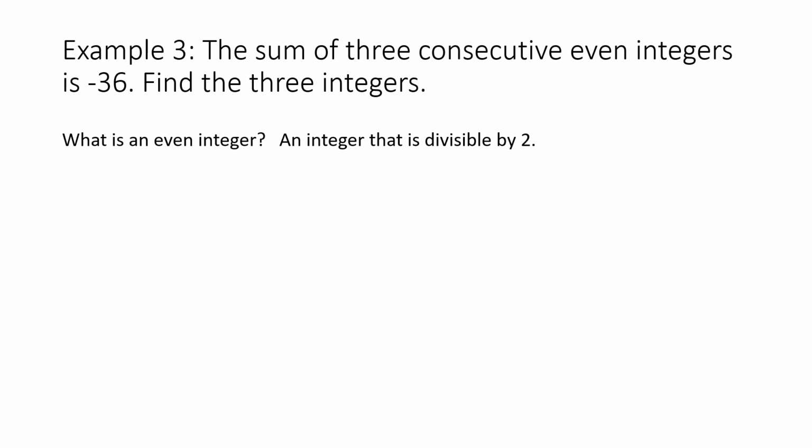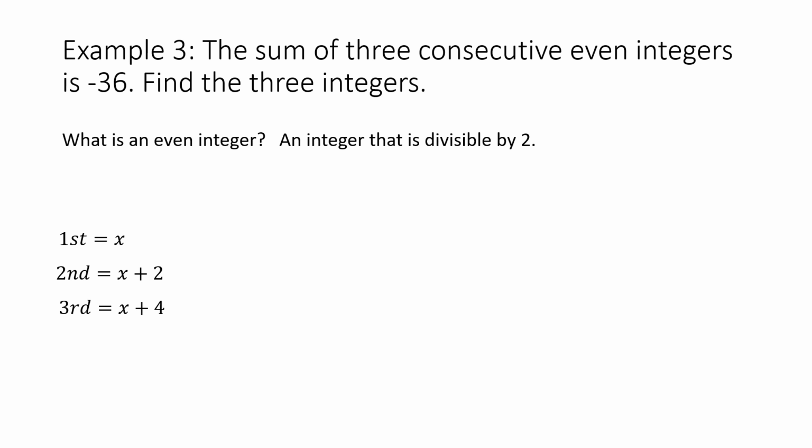So we're going to do the same process. We're going to allow our first integer to equal x, but this time the second integer is not going to be x plus 1, it's going to be x plus 2, because we actually skip over a number when you have even integers. And then our third, same thing, it's going to skip another number, so the third integer is going to equal x plus 4. And now from here on out, everything else is going to be the same.